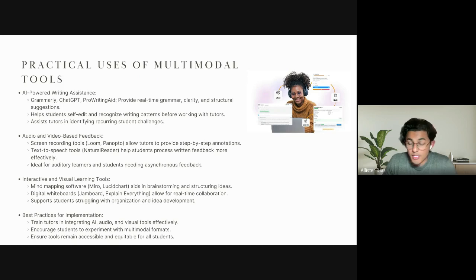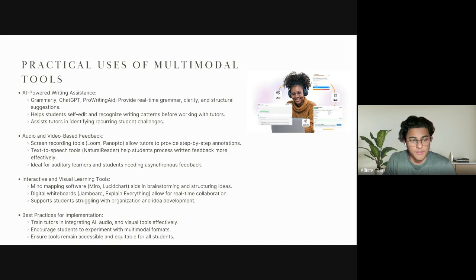Like we mentioned earlier, audio and video-based feedback can be great, especially screen recording tools like Loom or Panopto, which basically allow tutors to provide step-by-step annotations, for example, based on the different consultation types that different writing centers offer. Of course, text-to-speech tools like Natural Reader or Speechify help students process written feedback more effectively, and this can be more heavily applicable for students who are ESL as well. This can also be ideal for auditory learners and students who need asynchronous feedback. Students who like to hear that feedback can be great beneficiaries of this particular method.